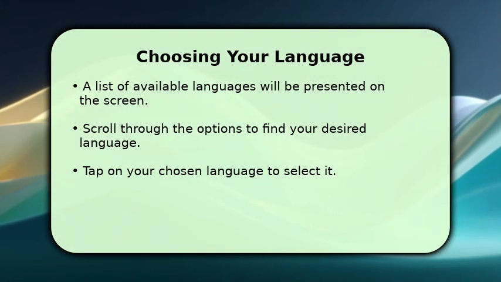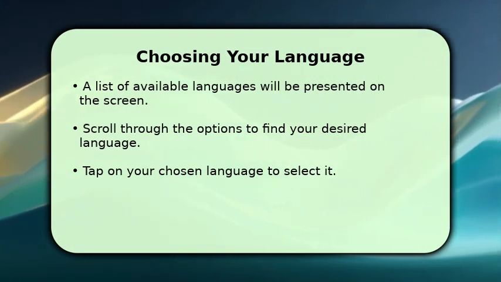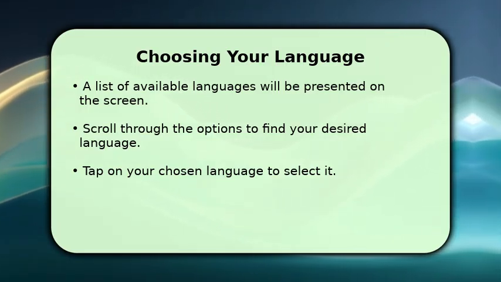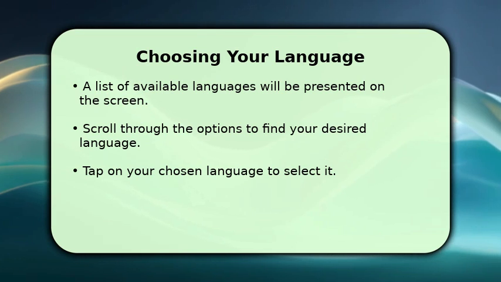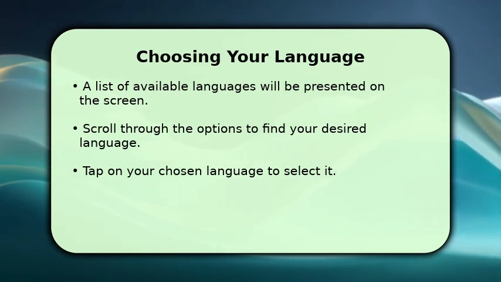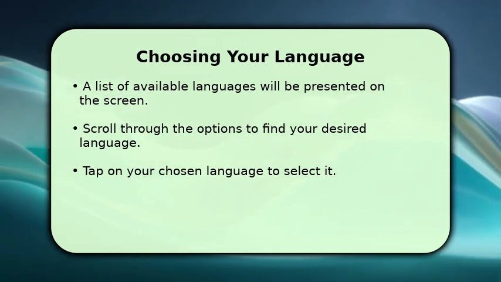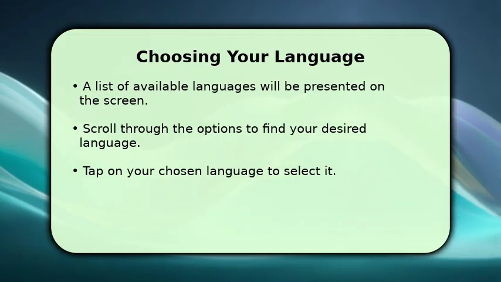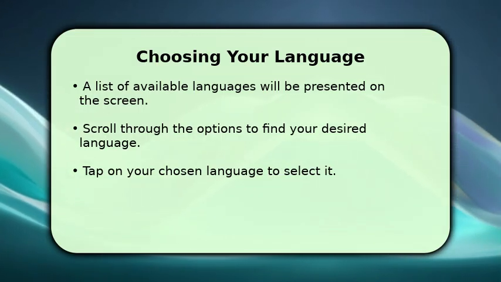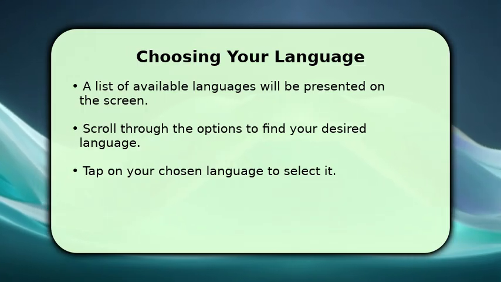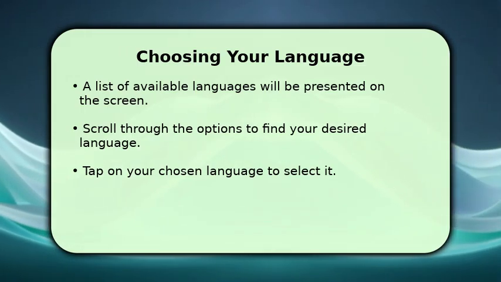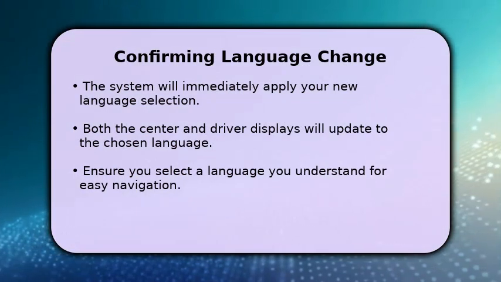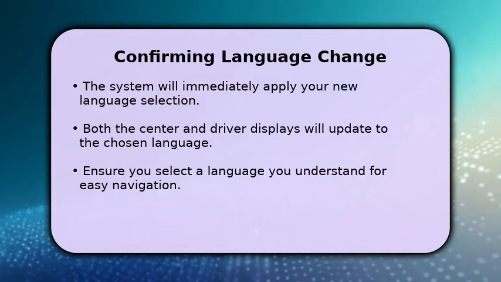Now that you've reached the language settings, you'll see a comprehensive list of all available languages. Take a moment to carefully scroll through these options until you find the specific one you prefer. Once you've located your desired language, simply tap on it to make your selection. Some languages may also have a voice recognition symbol next to them, indicating additional support for voice commands within the system. After selecting your new language, the system will process the change almost instantly.